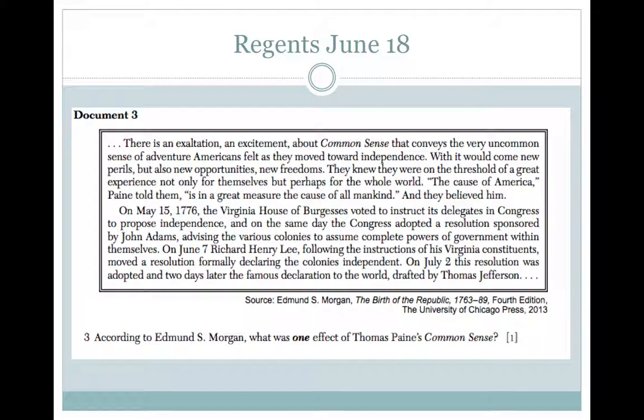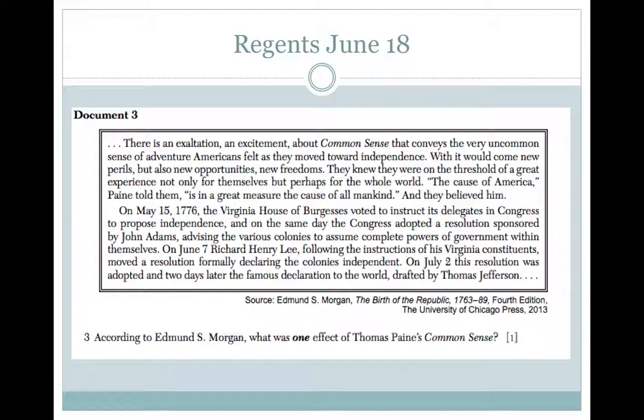This is a document. So a document like this, they love taking an excerpt from Thomas Paine. He might get sprinkled in every once in a while if there's something about change or writing. So here we have his work. We're going to just read the first little paragraph of this document and see if it gives us enough to answer the question. So the question is, according to Edmund Morgan, what was one effect of Thomas Paine's Common Sense? We're talking about the pamphlet, okay?